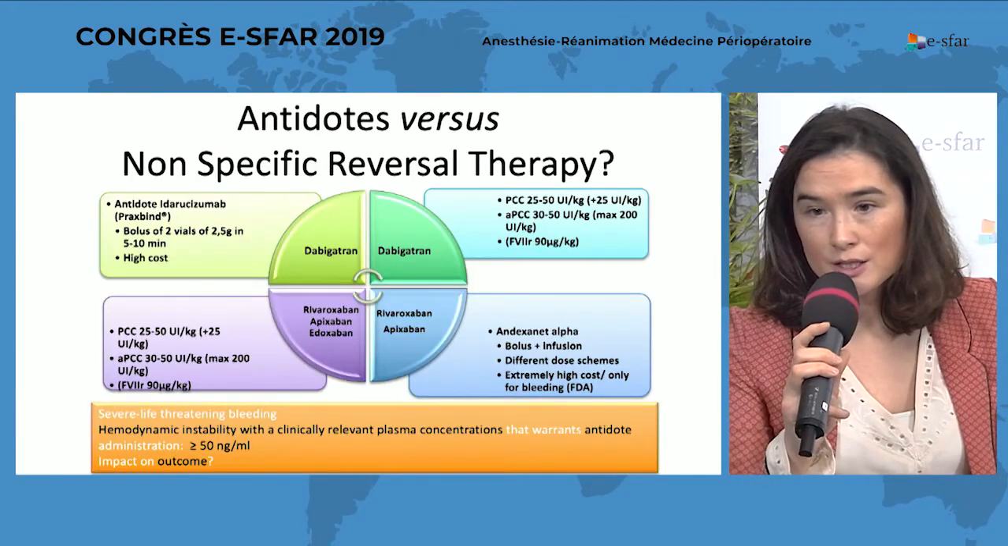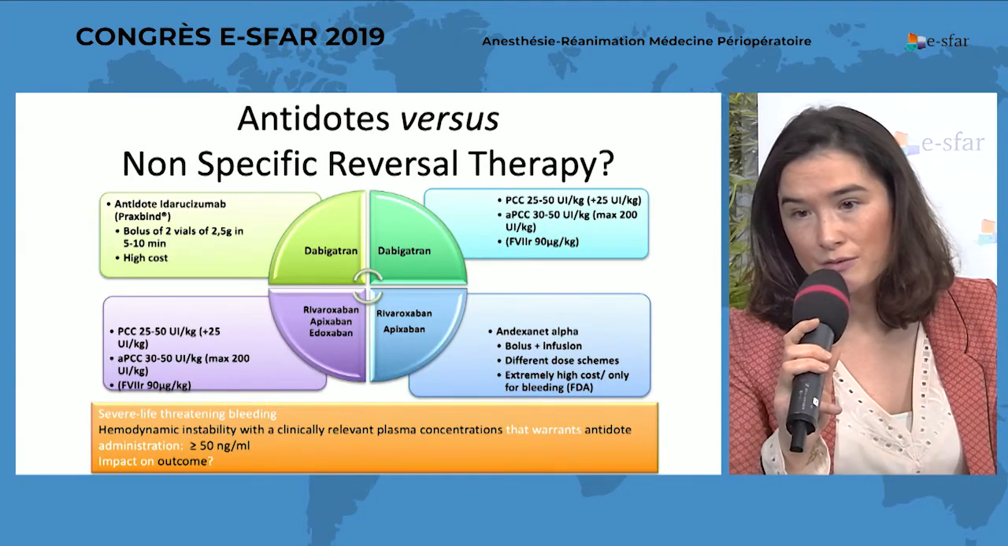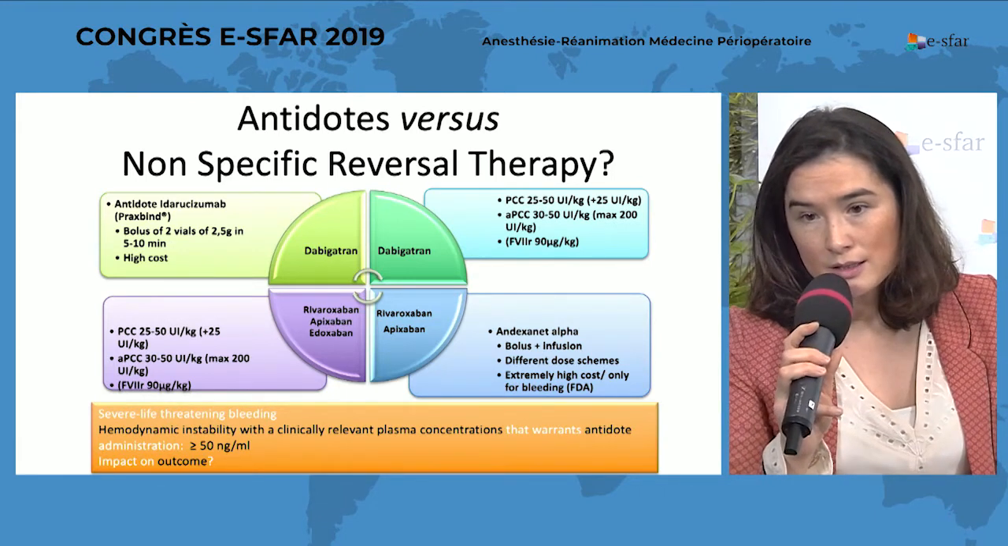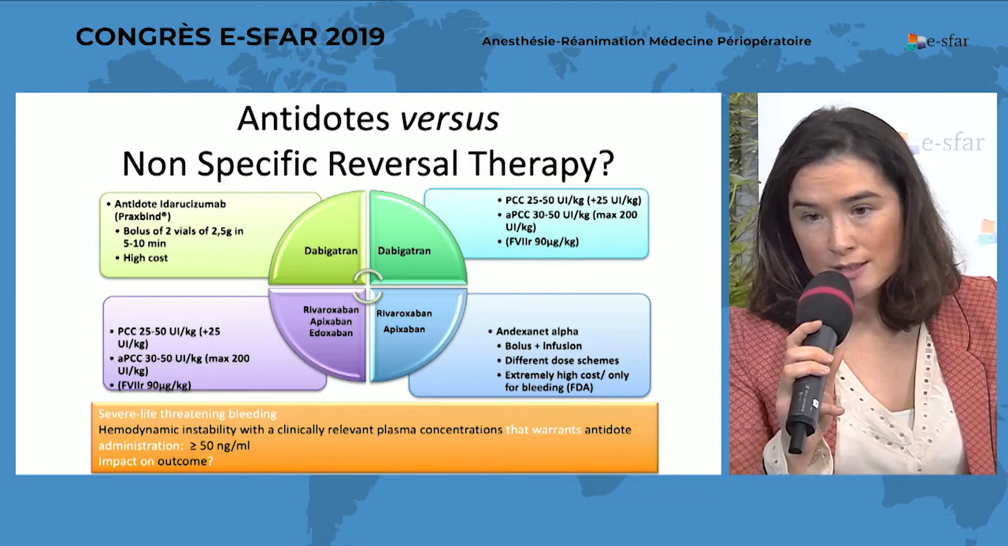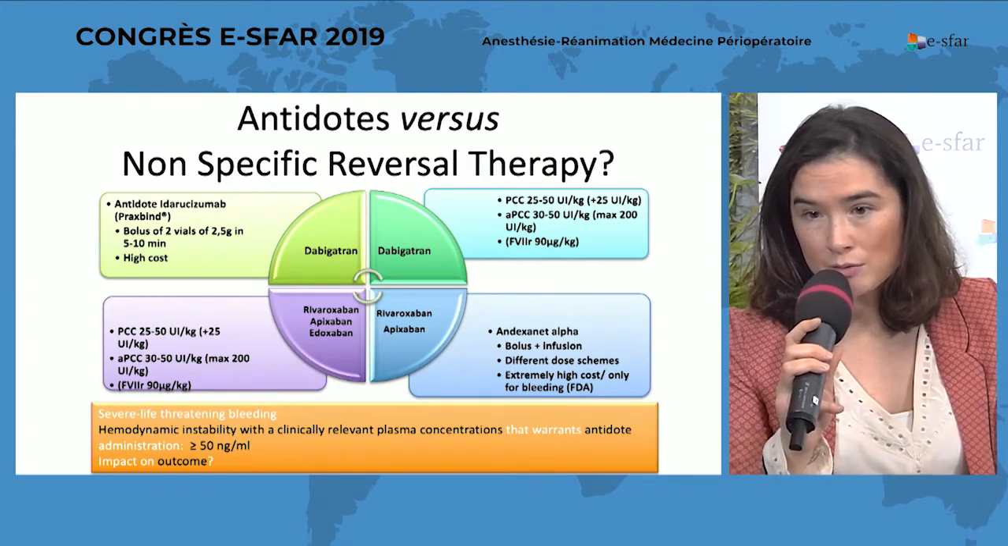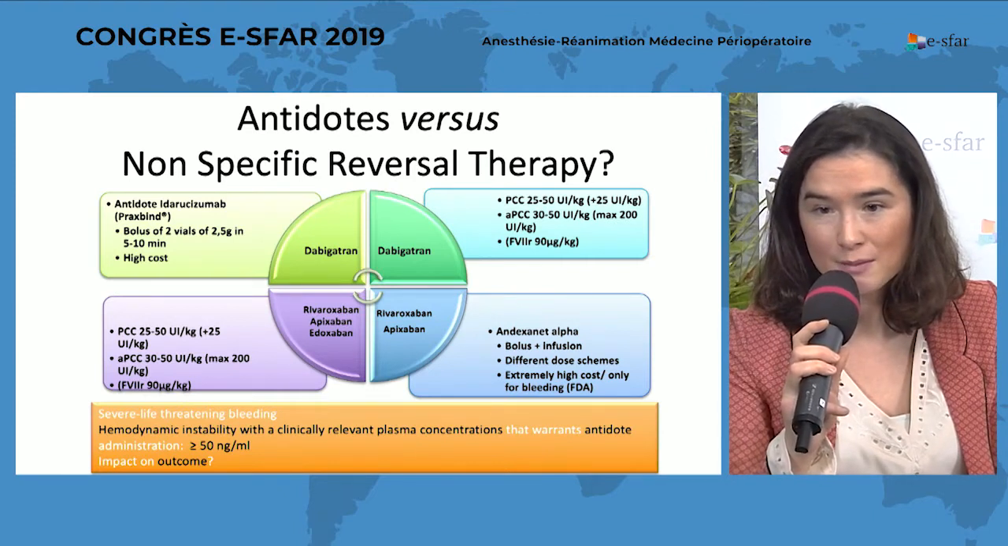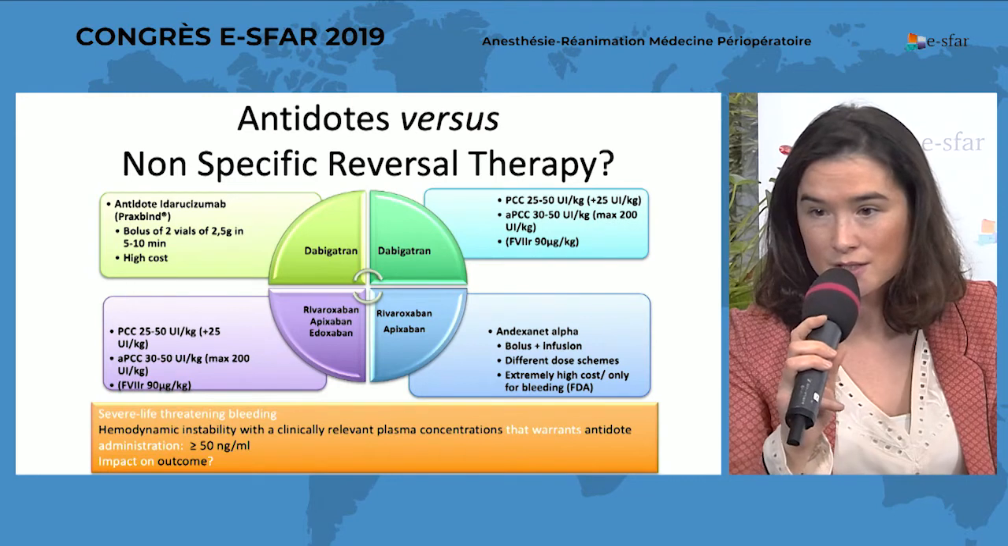What do we have for antidotes or non-specific reversal therapy for the DOACs? We have for dabigatran a specific antidote that is now currently available. This antidote is known as Praxbind, or idarucizumab, and it is administered with a bolus of 2 vials of 2.5 grams in 5 to 10 minutes. It has a high cost, of course, and it is important to justify the administration of this antidote.